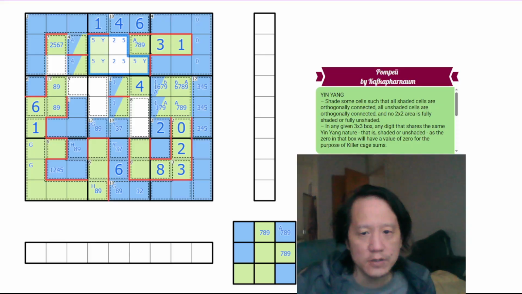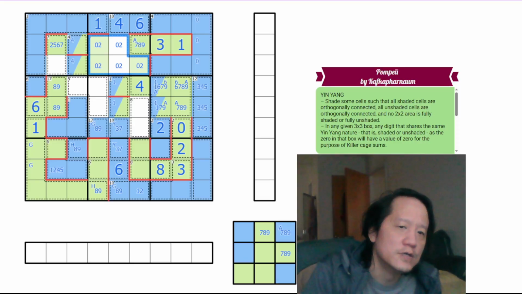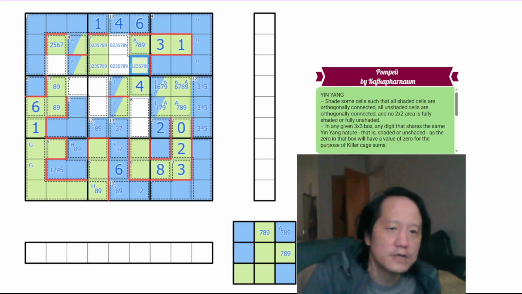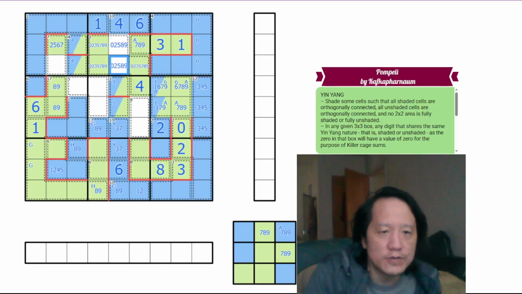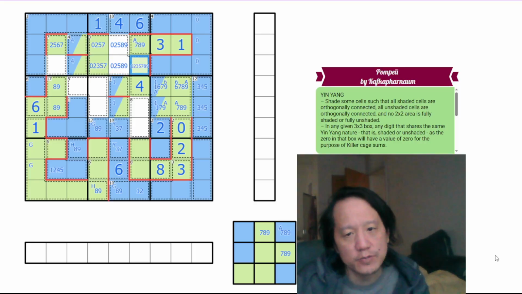3 cannot be here. Remaining digits in box 2, we have 0 to 5. And then we have 3, 7, 8, 9. This can't be 3 or 7, no 3 or 7. This can't be 8 or 9, no 3 here. So 3 has to be one of these two.